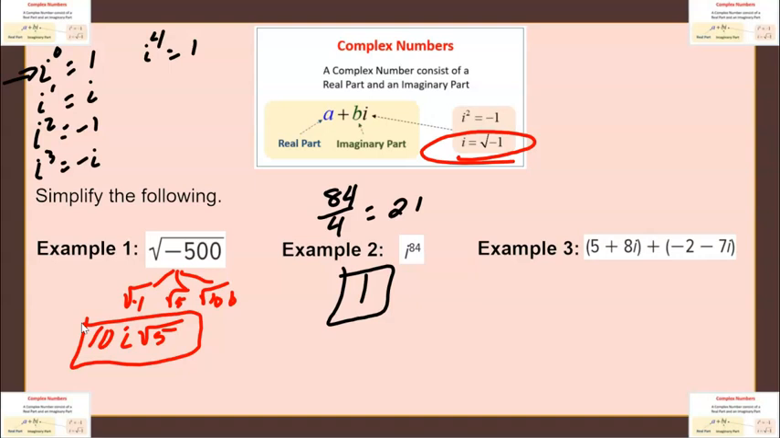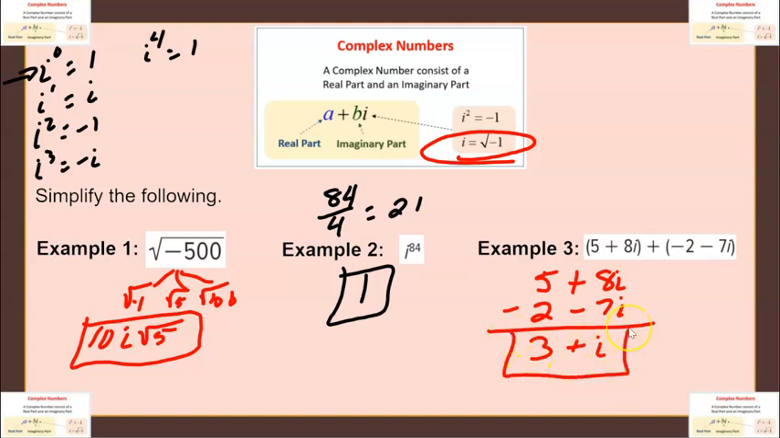Example 3: when you're adding and subtracting with complex numbers, you're going to add and subtract the real parts and combine the imaginary parts. So if I stack these, I have 5 plus 8i, and I'm supposed to be adding a -2 and a -7i. When I combine like terms, 5 minus 2 is 3. 8i minus 7i is a positive 1i. So my answer would be 3 plus i.